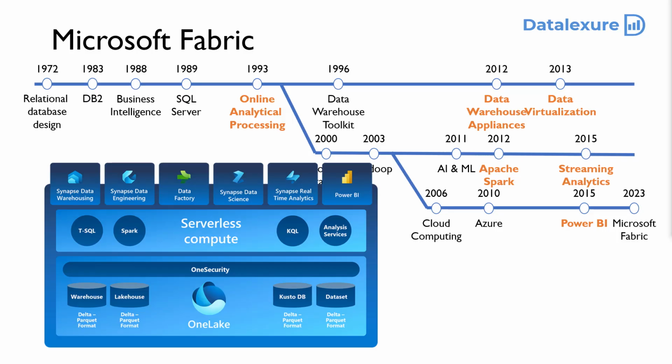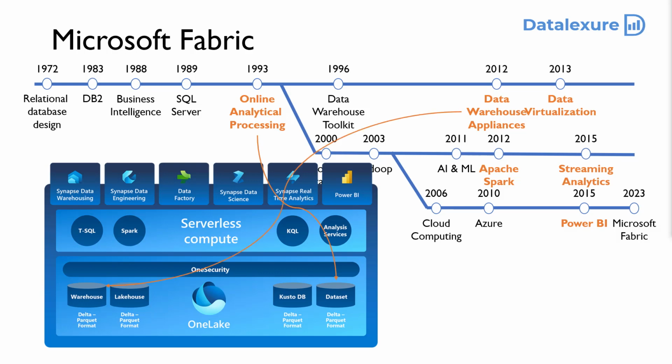This is the picture again from the start of the video, but now with the timeline I previously talked about. On the bottom there are 4 data storage options, as we have the warehouse, lakehouse, Kusto DB and the dataset. The dataset is derived from online analytical processing, more specifically the tabular engine for Analysis Services. The dataset is very good at compressing data and optimizing it for querying with DAX.